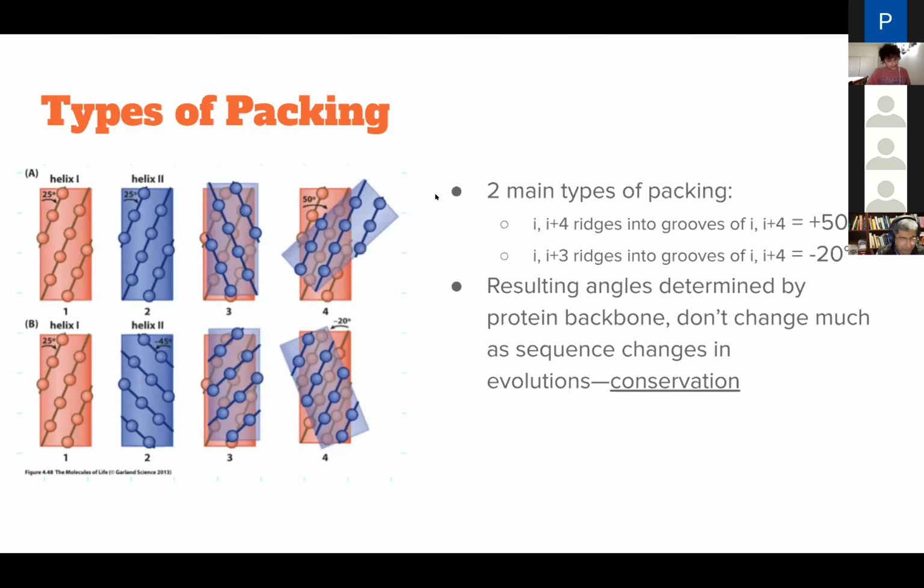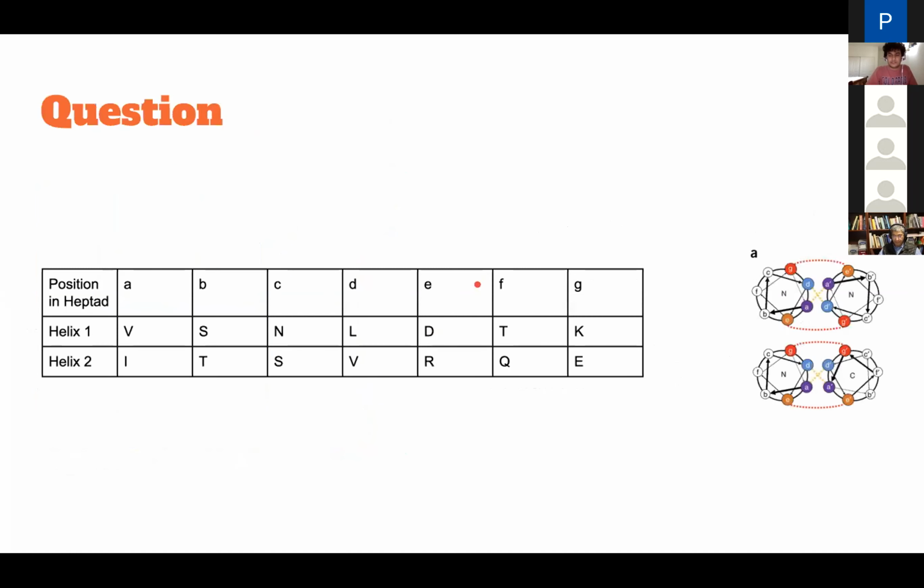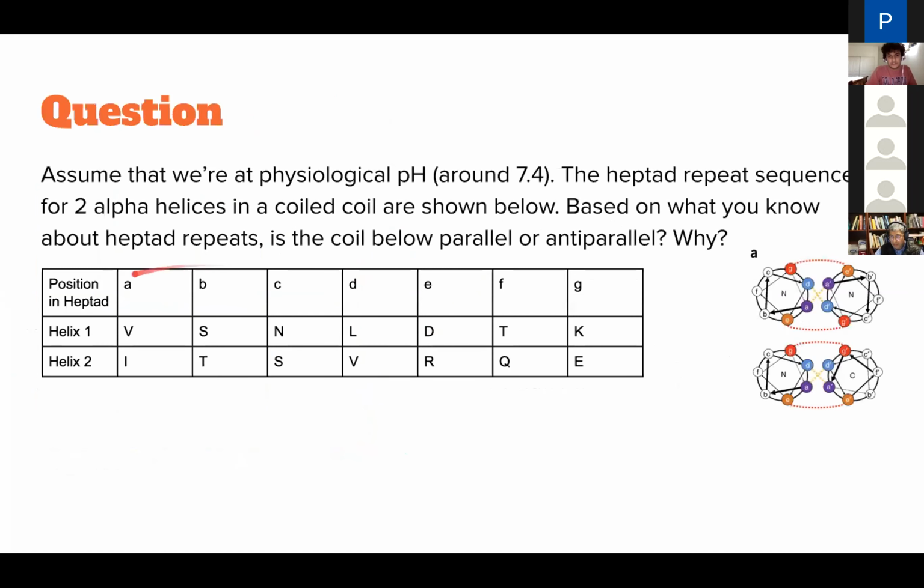How much time do I have? Okay, in the last 2 minutes, I guess we can go over the problem, which is on your worksheet as well. Assuming we're at physiological pH, which is around 7.4, note that your charged residues will have their positive or negative charges. You look at the heptad repeat sequences for 2 alpha helices, shown here, helix 1, helix 2. They're in the coiled coil right now. So based on what you know about heptad repeats, is this coil parallel or anti-parallel, and why? Anyone have any ideas?